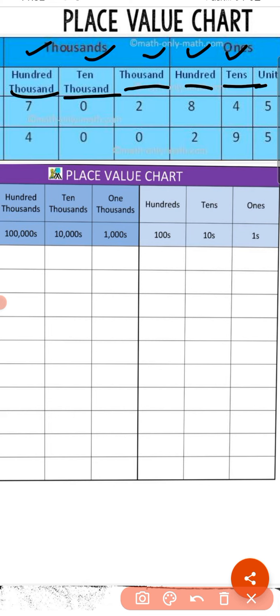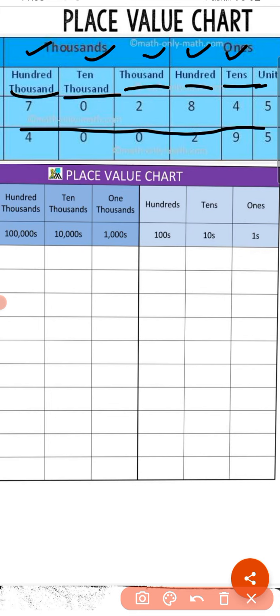Here, a 6-digit number is in this place value chart. The digits are 702845. Here 5 in ones place, 4 tens place, 8 hundreds place, 2 thousands place, 0 ten thousands place, and 7 in hundreds place. Sorry, 100,000s place. Sorry, children. 5 ones, 4 tens, 8 hundreds, 2 thousands, 0 ten thousands, and 7 hundred thousands.